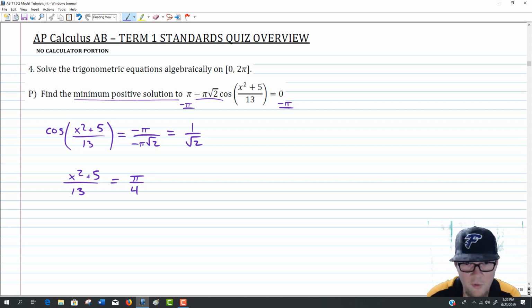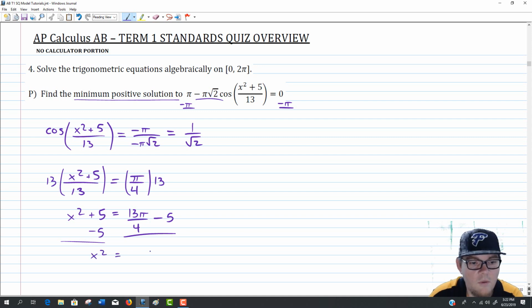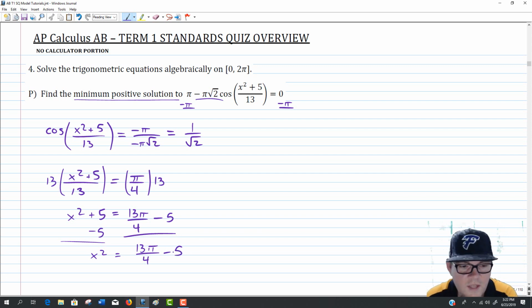And again, you can see this isn't going to be the prettiest equation in the history of the world, but that's okay. We can make it work. Still a functional equation. I'm going to multiply both sides by 13. That'll give us x squared plus 5 is equal to 13 pi over 4. Now I want to subtract 5 because I'm trying to get x alone. When I do, I get that x squared equals 13 pi over 4 minus 5. There are other ways you could write that. We'll deal with them in just a second.